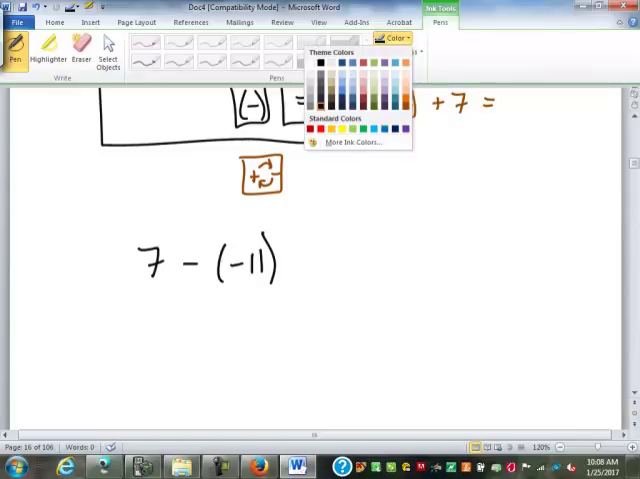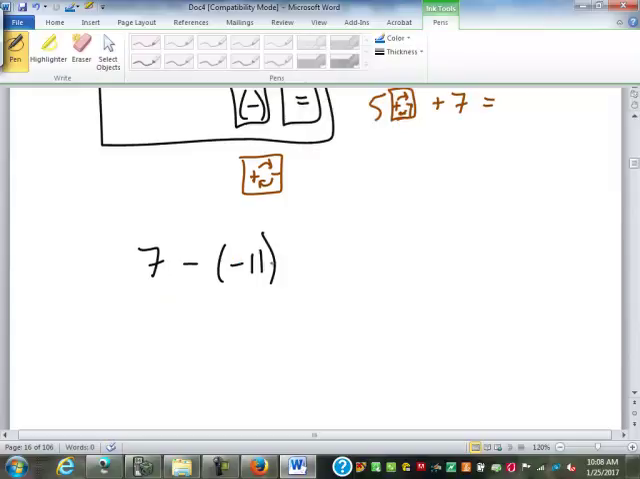Of course, we're going to change that from 7 minus negative 11 to 7 plus a positive 11, adding the opposite.